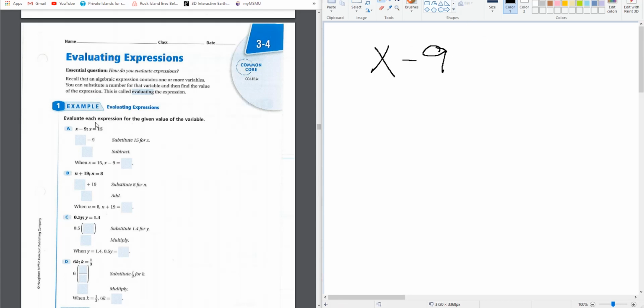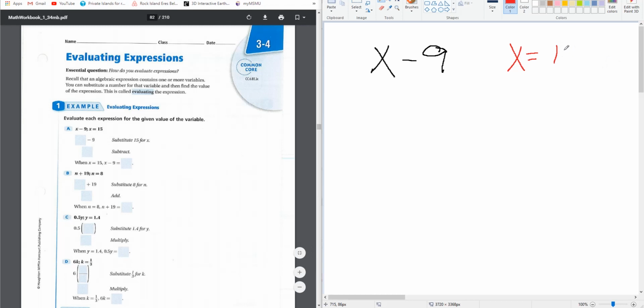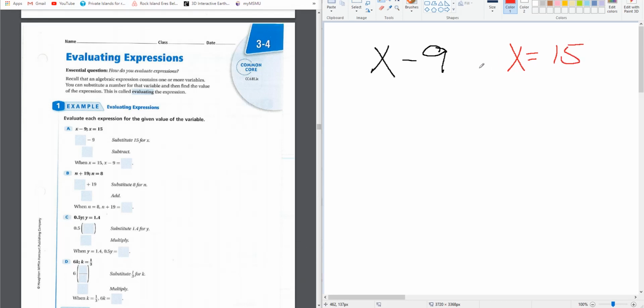Now in the case of evaluating an expression, they will give us a value. In this case, they told us x equals 15. In which case, you are then going to replace your x with 15. Remember that x is a variable. It's a placeholder for a value you don't know. So now that you know that x is 15, I'm going to place it in there in the place of the x. So now it's 15 minus 9 instead of x minus 9. Remember, this is just a placeholder. Now I know what it is. Then 15 minus 9 equals 6. So that means that 6 is my answer.